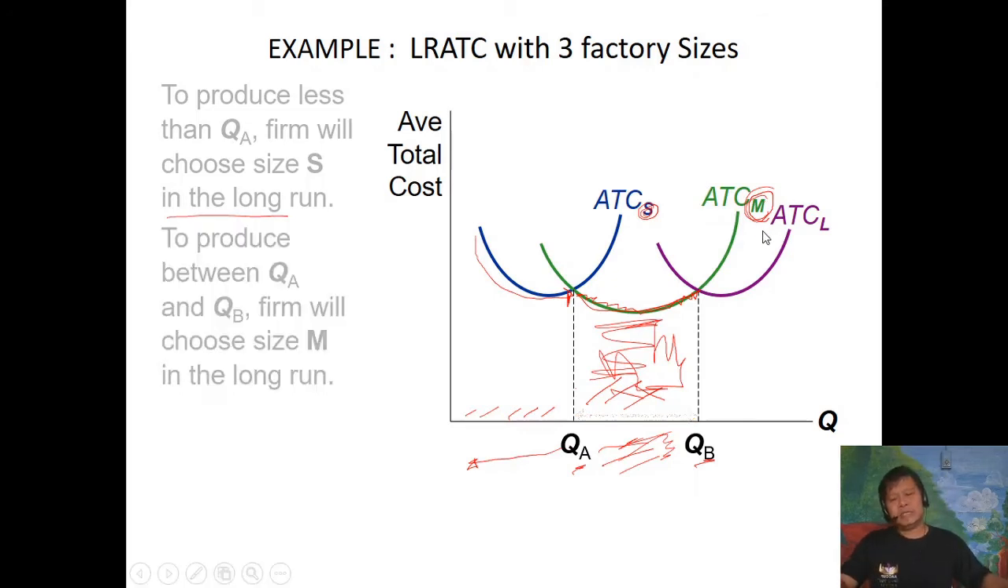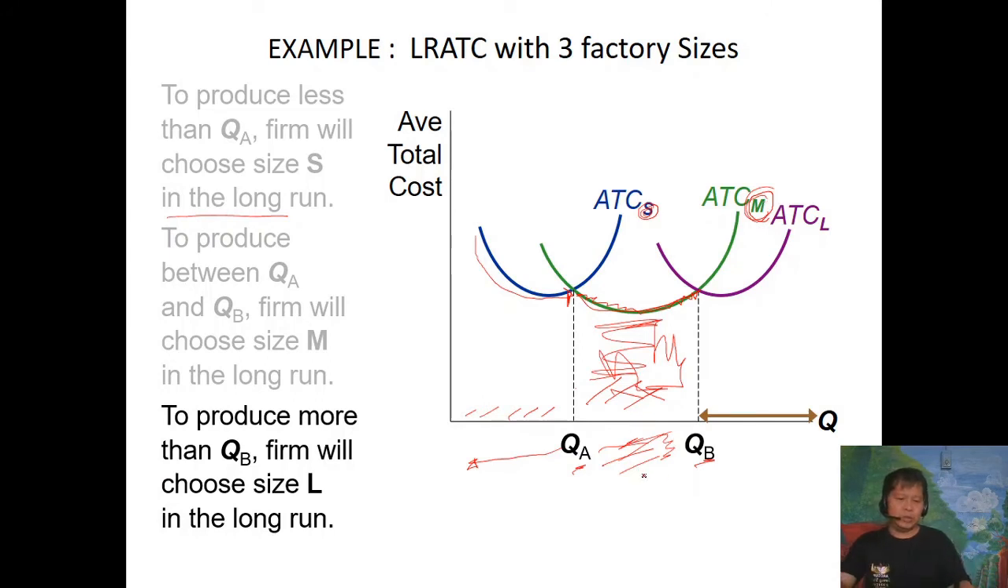Okay, but of course, to produce more than QB, or between QB and Q, the firm will choose a size of a large factory in the long run. So we're talking about this portion. Okay. Now, if we combine the costs of all the sizes of companies in the short run, it becomes the total cost of that company, or the companies, in the long run.